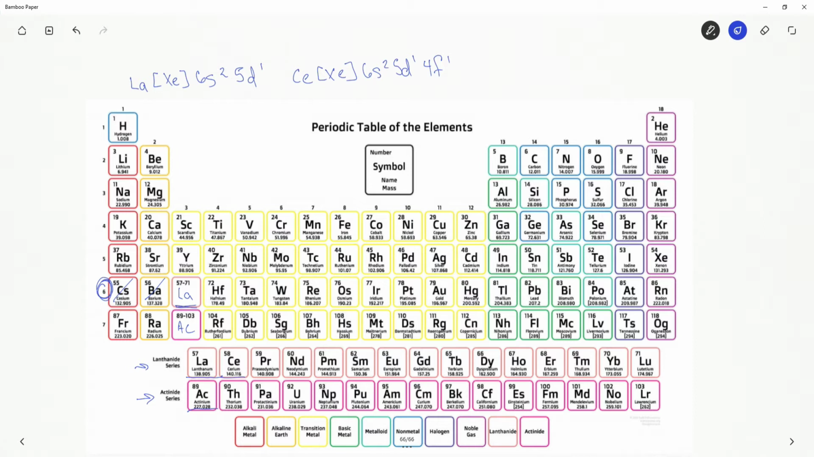Let's do some more electron configurations with our f block. Let's do atomic number 96, curium. Curium is in the actinide series. It is in the 7th period. So I'm going to be using radon as my noble gas. Then I will have 7s 1, 2.